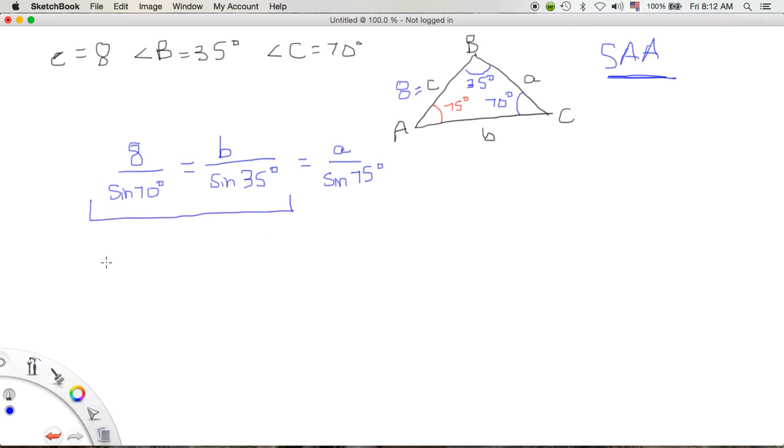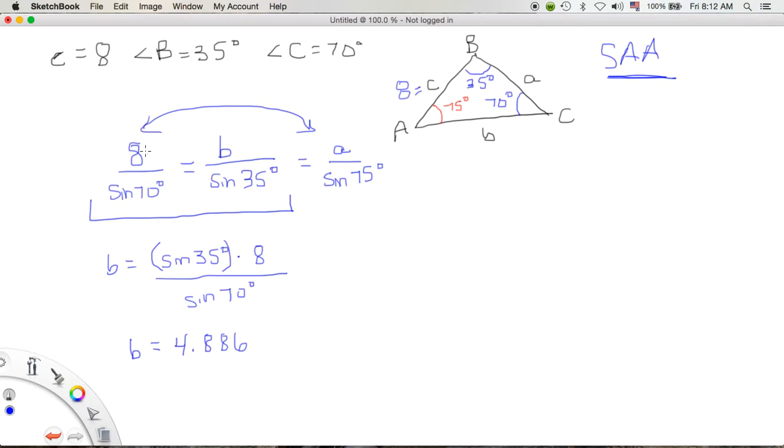So if we solve this one, we have B equals the sine of 35 degrees times 8 all over the sine of 70 degrees. So you make sure your calculator is in degree mode, make sure you've got parentheses around this all nicely, and you get that B is 4.886, I believe.